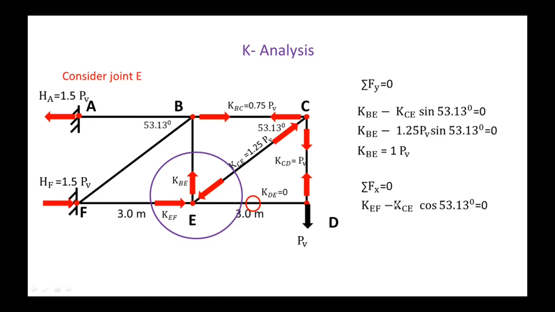is toward the left, that is why it is negative. So put the value of KCE as 1.25 PV. This becomes KEF minus 1.25 PV cos 53.13 is equal to 0. So KEF is equal to 0.75 PV.